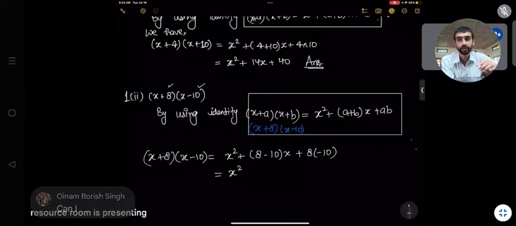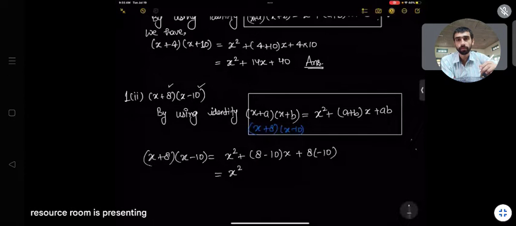अभी बताओ बेटा 8 - 10 को कैसे सोल्व करेंगे? यस बोरिस आप बताओ बेटा। -2x -80, correct. Very good. And this is the answer. Correct. Thank you, Boris. You can do the remaining questions.